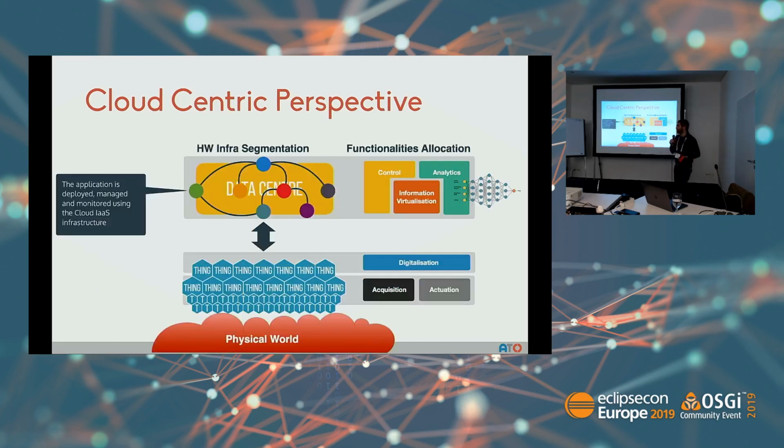And so usually you end up with something like this, in which you deploy your service, which is composed, in the case of microservices, of different components. And on the cloud, you run everything: the control, the analytics, the information virtualization, while on the device, and so on the things, you just rely on acquisition, then digitalization and actuation. All the control information is on the cloud.